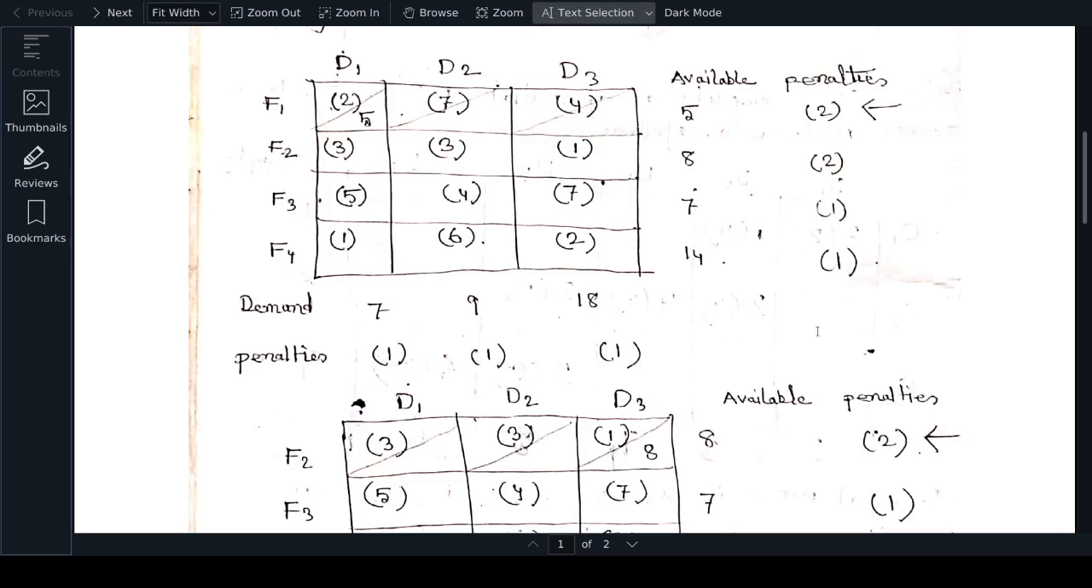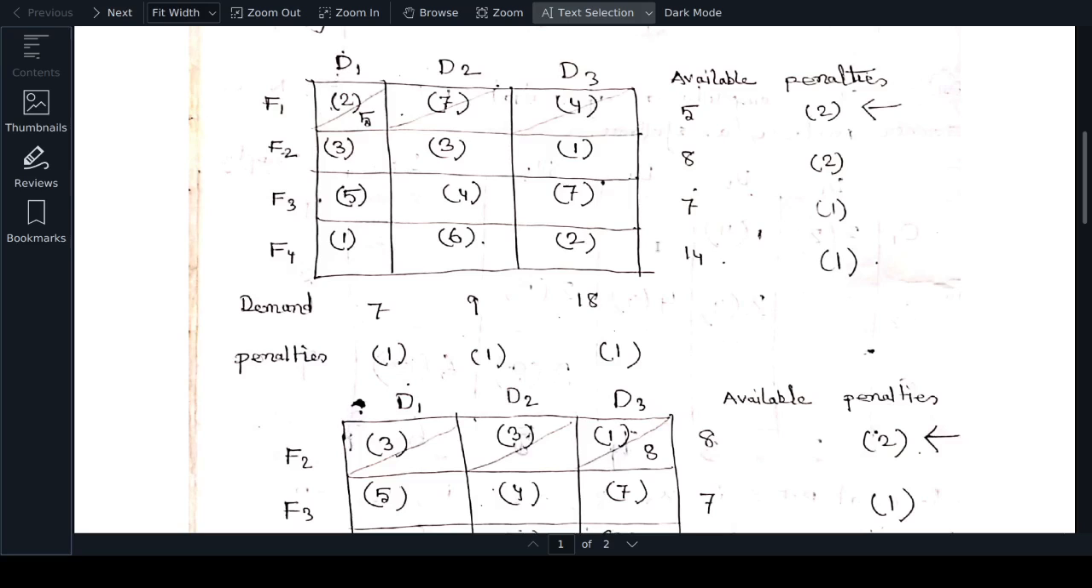Similarly, in the F2 row, the lowest cost is 1, the second lowest cost is 3. So 3 minus 1, penalty is 2. In the third row, lowest cost is 4, second lowest cost is 5, so penalty is 1. Fourth row, lowest cost is 1, second lowest cost is 2, so penalty is 2 minus 1 is 1.